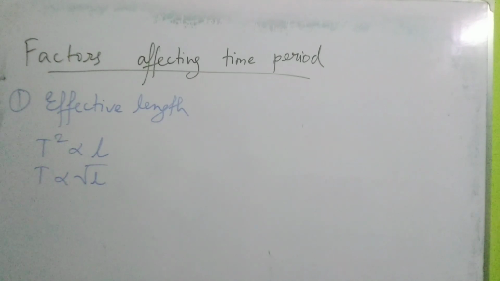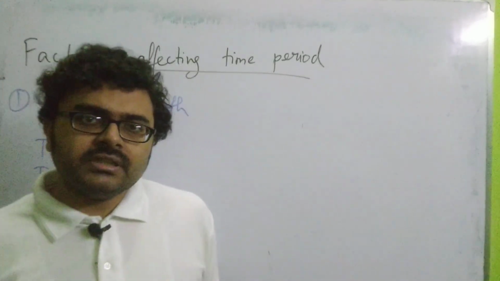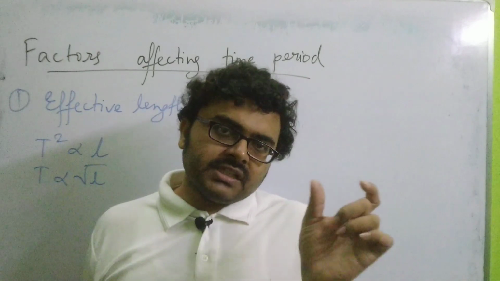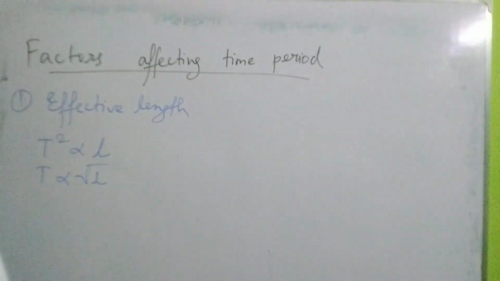What happens when the time period increases? Actually the pendulum moves slowly, isn't it? The increase in time period denotes that the movement is becoming slow, and a smaller time period means the movement is faster.